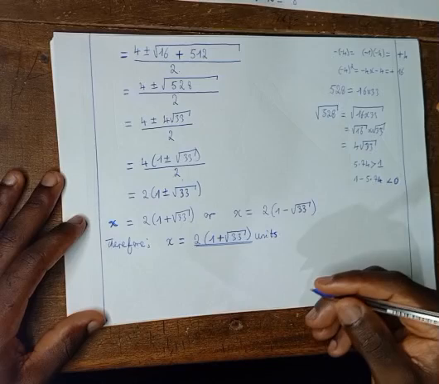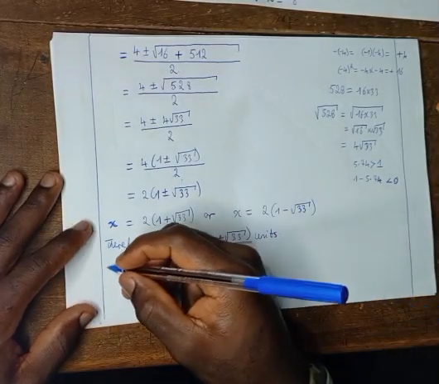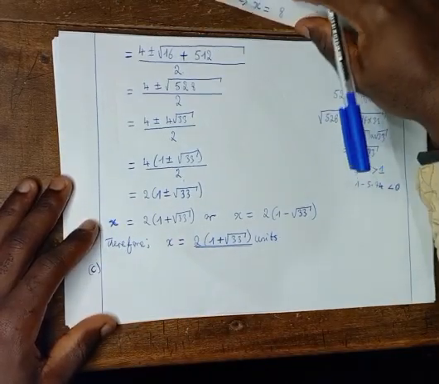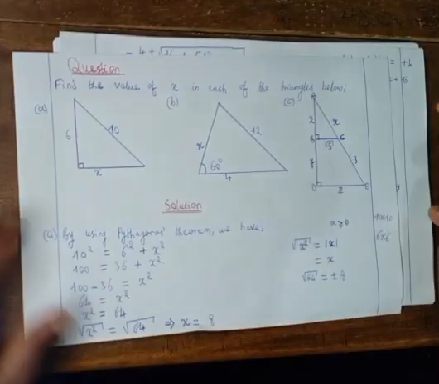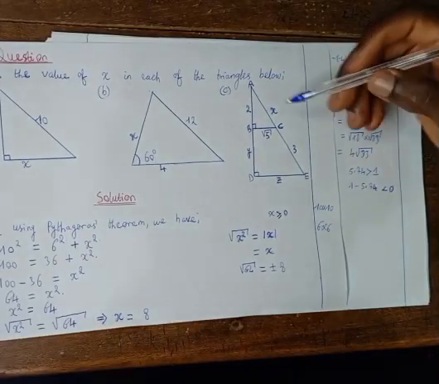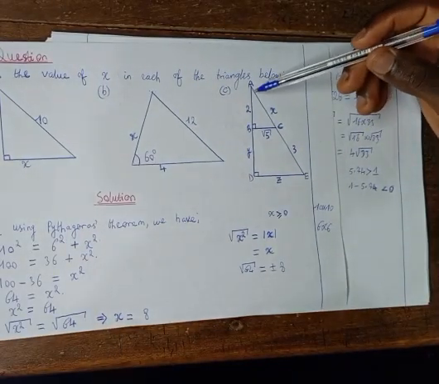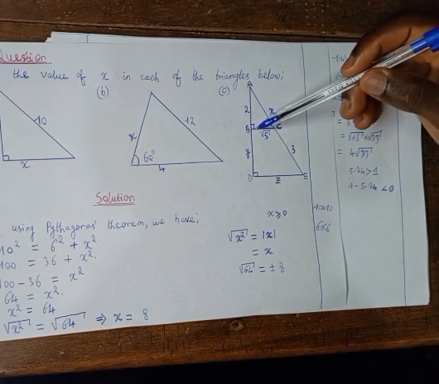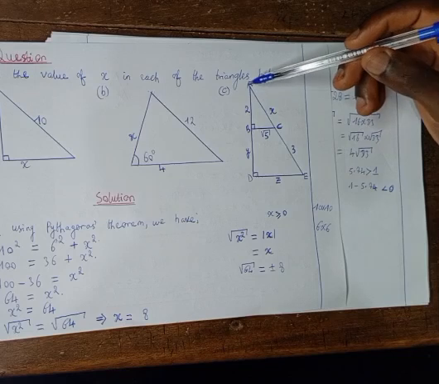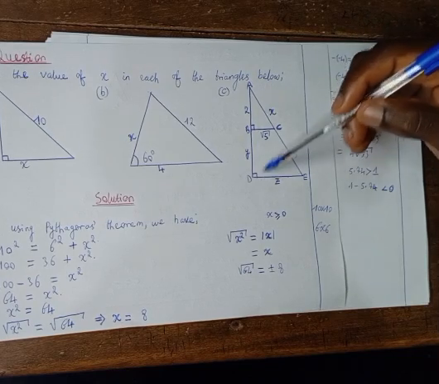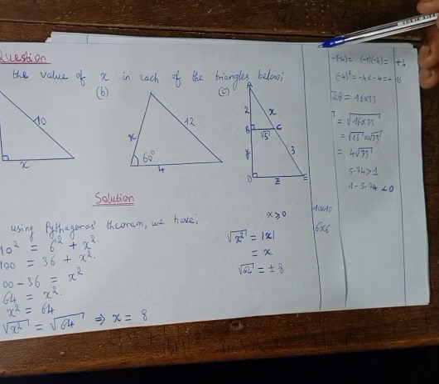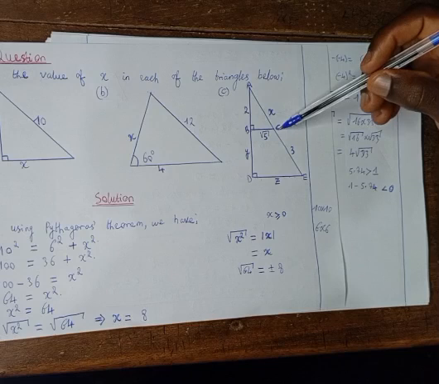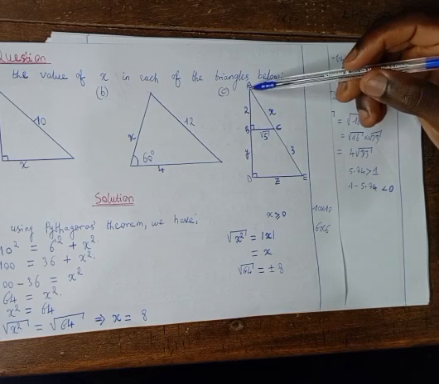Now we have to move to the next question, C. For C, we have two right angle triangles. In one, we have triangle ABC, which is a right angle triangle, with a 90 degrees angle. We have triangle ADE, which is also a right angle triangle. In this case, we know triangle ABC is similar to triangle ADE.